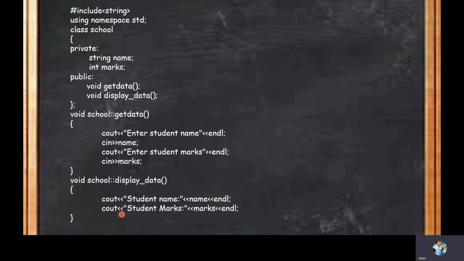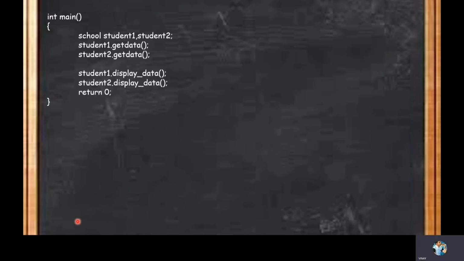Cout, it is an insertion operator, double quote student marks, then marks, endl. Endl is a new line character. Then the control prints this statement as it is, and then the control goes to the next line. Then closed curly bracket. Here the main function is there.